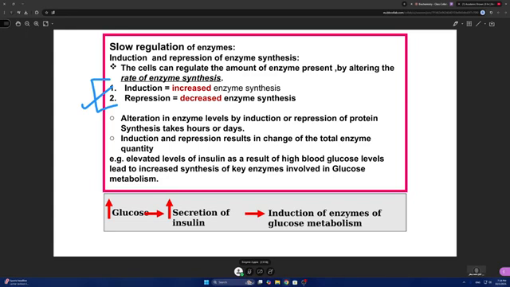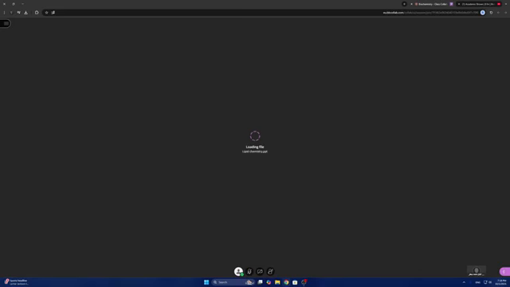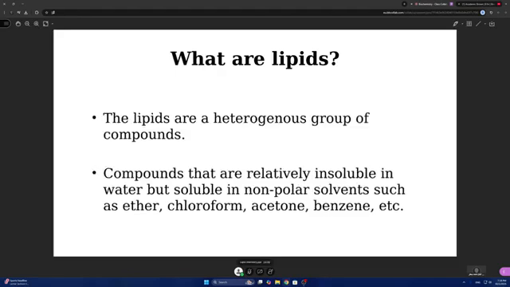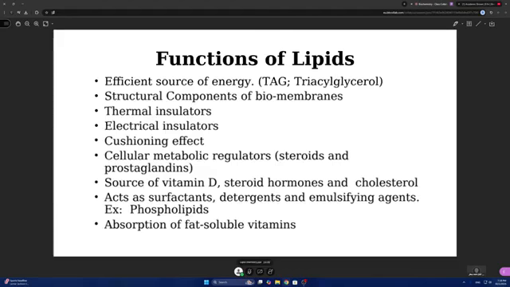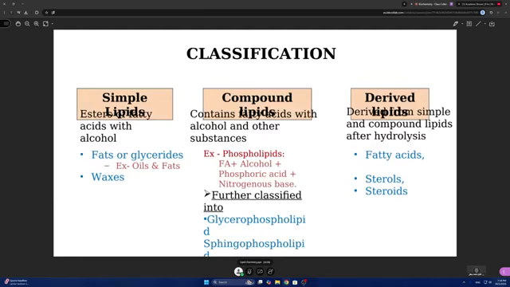Now we are coming to the last topic, that is lipid chemistry. So do not take anything lightly, please. What are lipids? We are past that. Functions, we are just skipping. This is important. Classification.